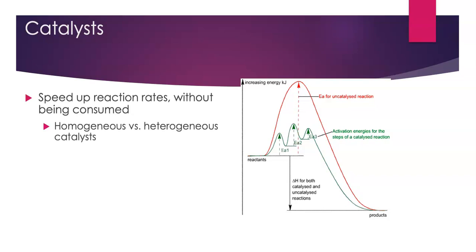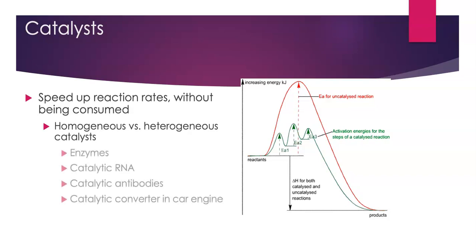Now there are different classes of catalysts. We can have homogeneous catalysts and heterogeneous catalysts. We can have catalysts that are in the same state of matter as the reactants. Your biological catalysts, enzymes being the most common example. There's also catalytic RNA. Tom Cech won the Nobel Prize for that work. There's research into engineering antibodies and manipulating their structures so that they can catalyze reactions as well. And those would all be homogeneous catalysts. The reactants and the catalysts are in the same state of matter.